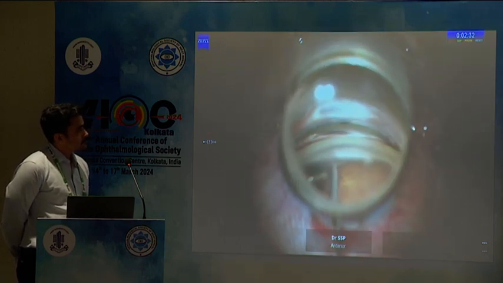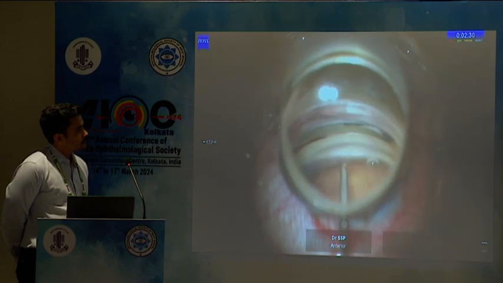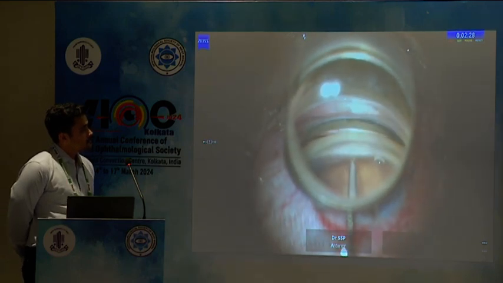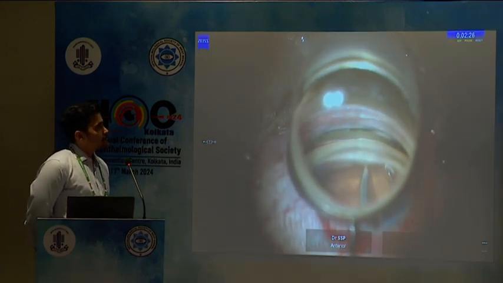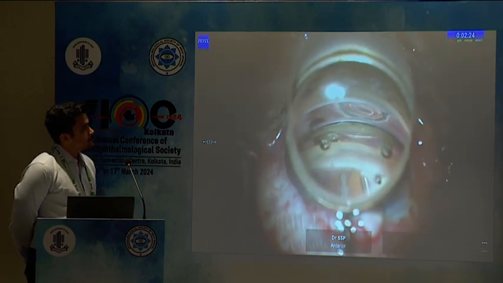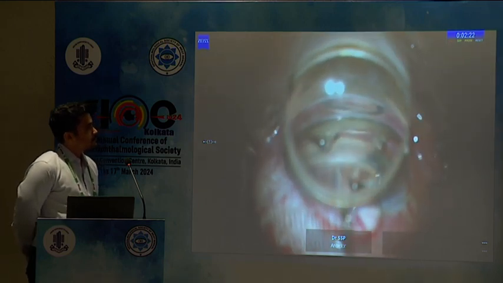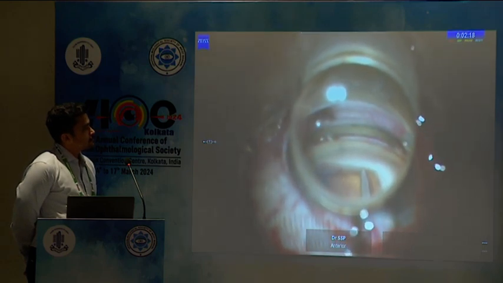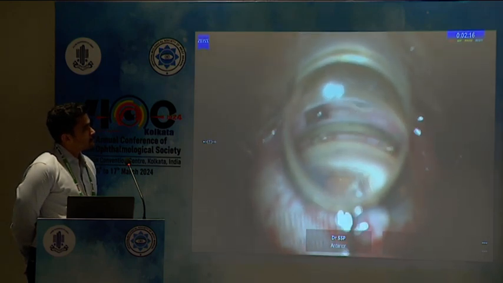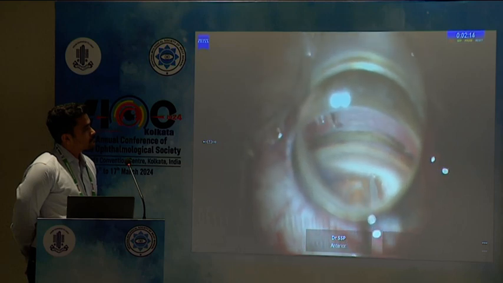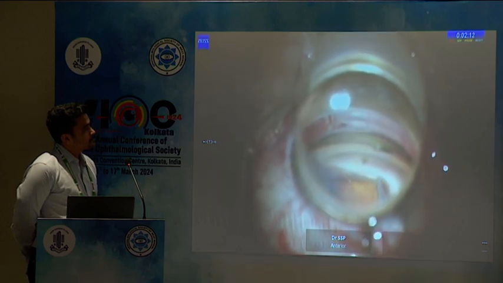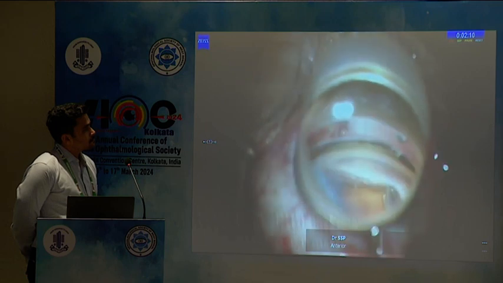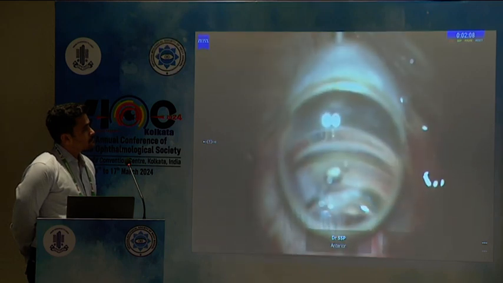In a similar manner, the bent tip is being engaged in the trabecular meshwork and then moved across the anterior chamber angle. We can note the iris falling back and a cleft being created in the anterior chamber angle.